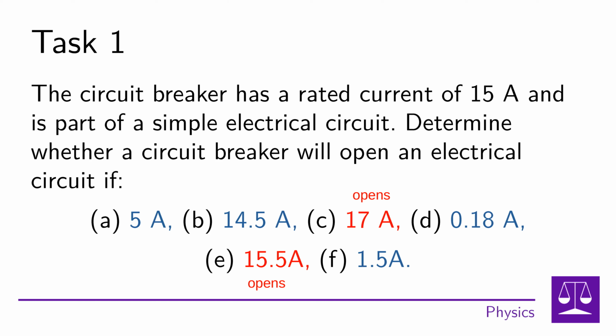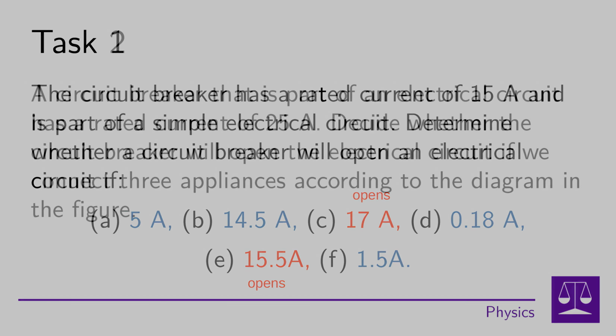15.5 amps is again more than 15, so it will open, and 1½ is less than 15, so again it will not open. This completes problem number 1, where we compared whether the amount of current going through the circuit is less than or greater than 15 amps.